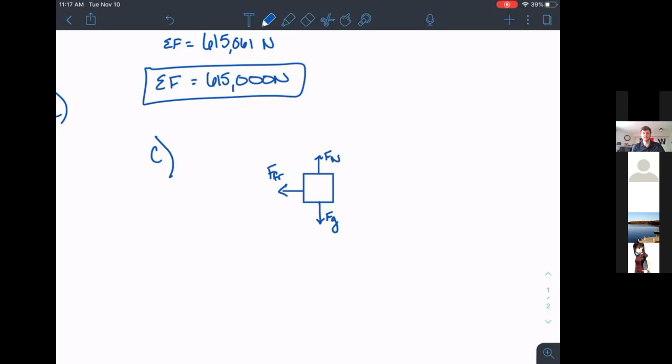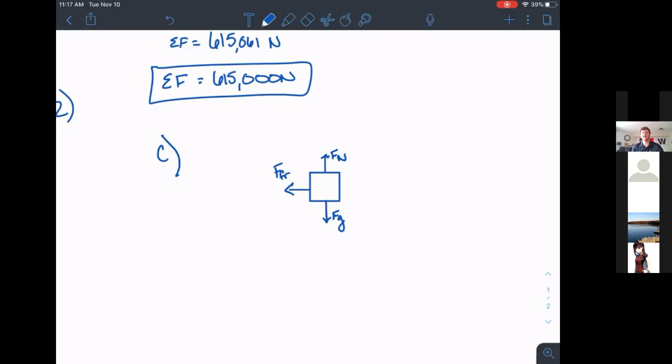Wait, the car's moving, right? The car is moving. So the applied force, is that bigger, smaller, or the same length as friction? Bigger than friction. And which way is it going? To the right. Perfect. All right, our applied force. Any other forces acting on this car?